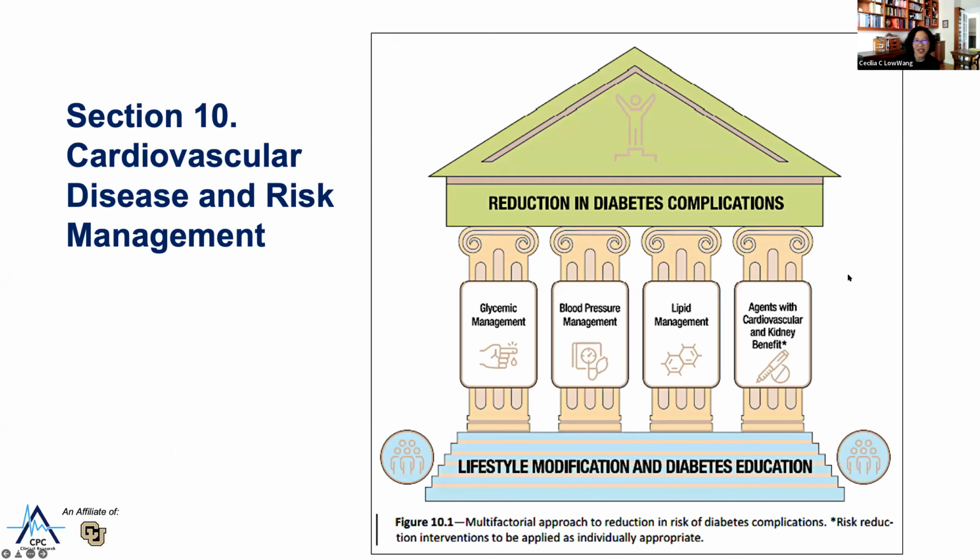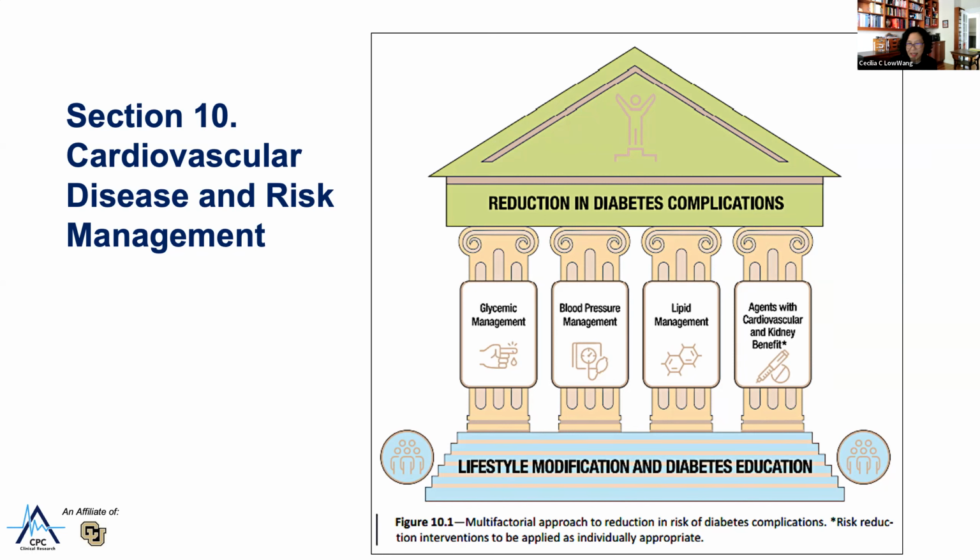So moving on to section 10, and I think this is probably the last section that I'll talk about, is cardiovascular disease and risk management. And so just the reminder that it's multifaceted, so lots of pillars: glycemic management, blood pressure, lipids, and then thinking about agents with cardiovascular and kidney benefit. And at the bottom, just the foundation is lifestyle modification and diabetes education.